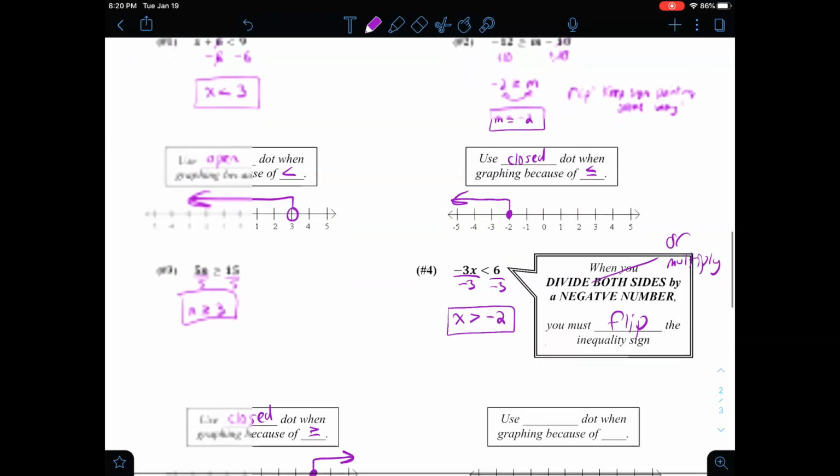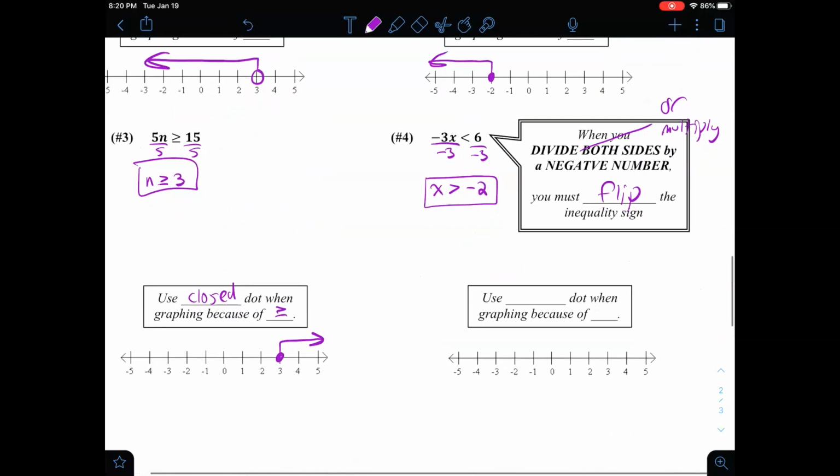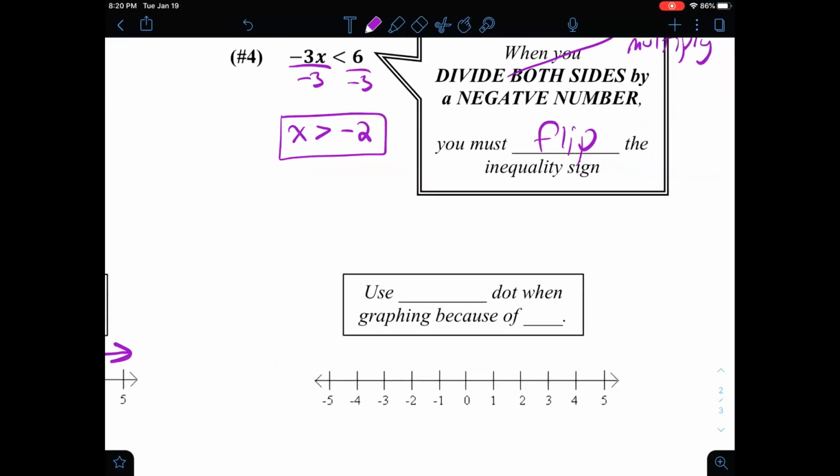Okay, only when you multiply or divide by a negative number do you need to do that. Otherwise, they're going to stay the same. Like over here, these stayed the same, right? Because we didn't divide by a negative. This one we divide by a negative, so less than became greater than.